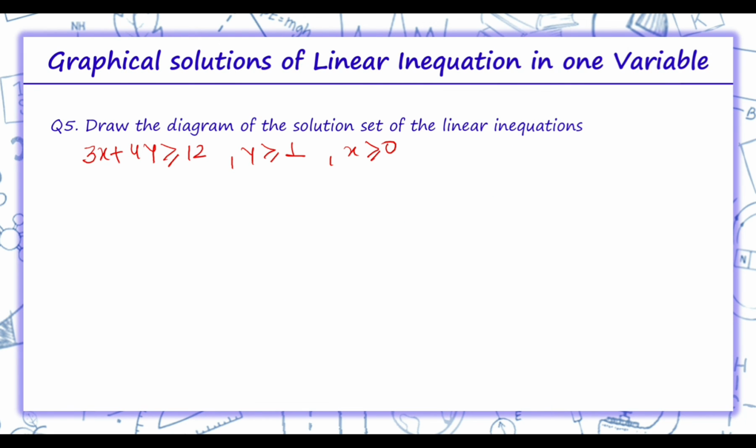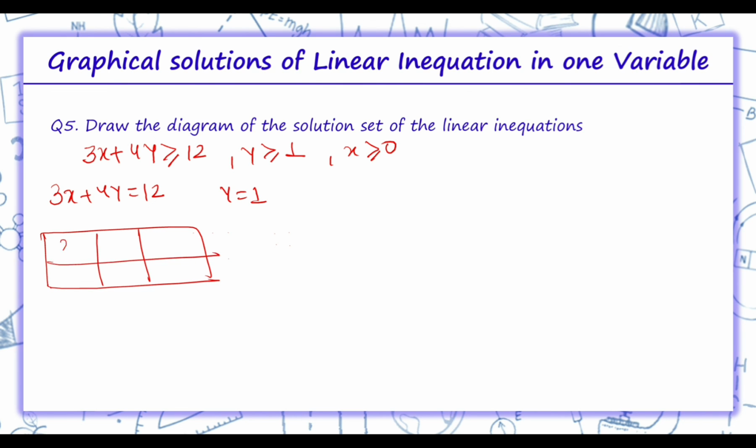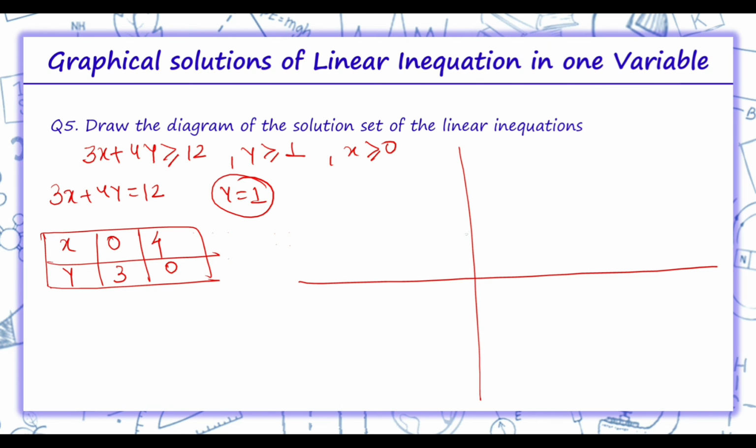Coming on to the next, draw the diagram of the solution set of the linear inequation. Over here we have 3x plus 4y greater than or equal to 12. We'll convert this inequality into an equality. So 3x plus 4y equals 12, and also y is equal to 1. For drawing the graph, we'll take the point (x, y). Taking x as 0, the value of y will be 3, and y as 0, x will be 4. Now y is 1. So we'll plot these points on a graph.